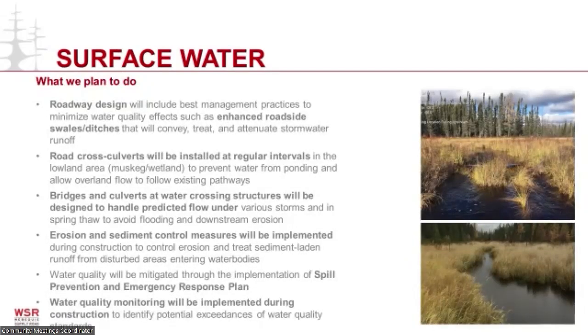So in terms of what we plan to do to mitigate potential effects on surface water, we can use roadway design to effectively manage runoff, use frequent cross culverts in muskeg areas to prevent water backup, design crossing structures to handle higher flows, use erosion control measures, and develop a spills prevention and emergency response plan.